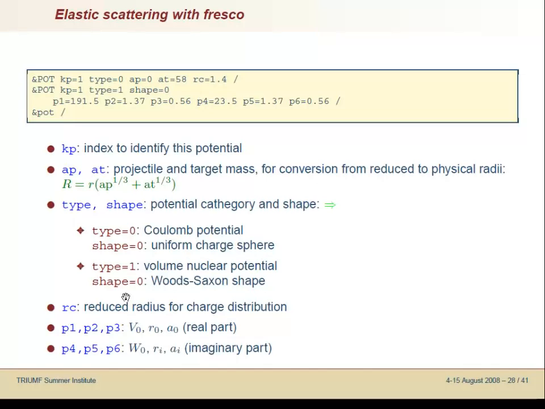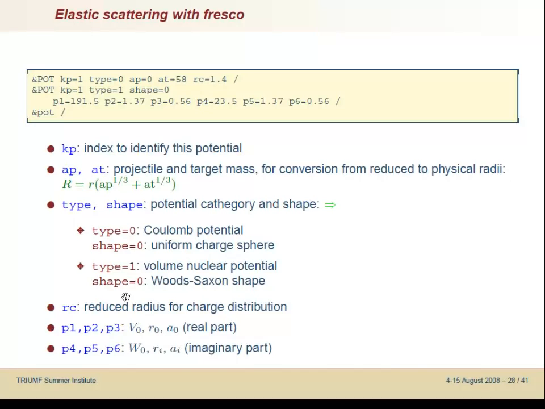So Kp is the index to identify the potential in other parts of the input. Then this AP, AT: remember that we have already specified the masses of the projectile and the target, 4 point whatever, 58 point whatever. These are the physical masses that will be used to calculate the reduced mass. These AP, AT masses are just used for the conversion from the reduced radii to the physical radii. So this defines our criterion for this conversion.